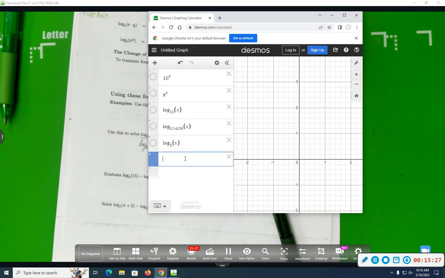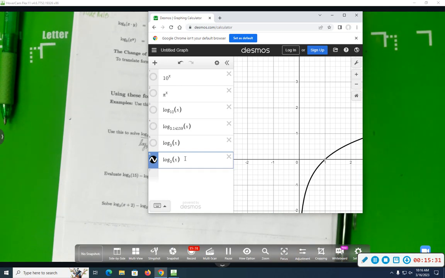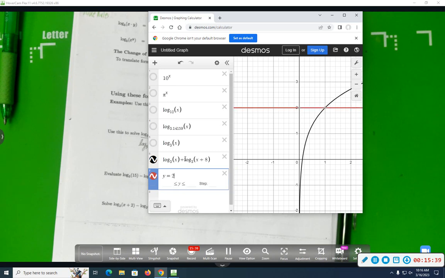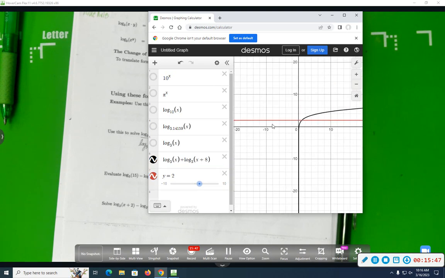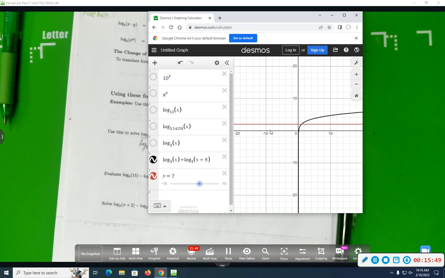So let's graph this. Log base 3 of x plus log base 3 of x plus 8. I want to know, when is that equal to 2? All right, so there is a solution. And the other solution is at -9. Oh, wait, what's the issue at -9? Yeah, there isn't one. That number isn't even in the domain.